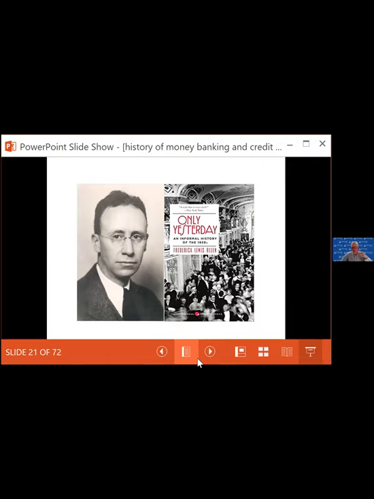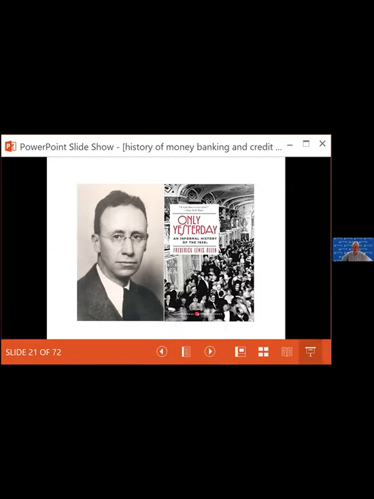So Frederick Lewis Allen is a journalist slash historian, and he wrote a series of books covering the 1920s to the 1950s. And they're all really well-researched and very easy reading, entertaining. His book, Only Yesterday, has a lot of keen insights into what was going on in the 1920s that led to the Great Depression.